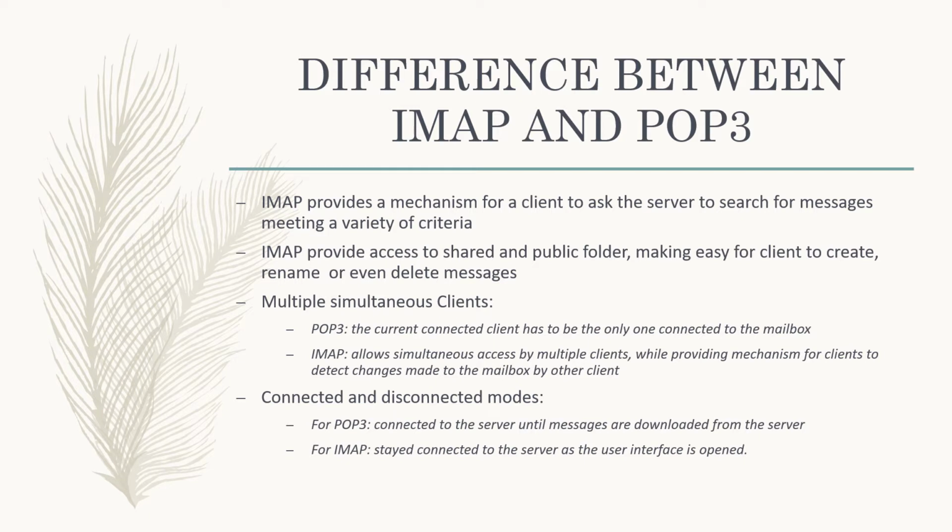Another thing is the connected and disconnected modes. For POP3, it is connected to the server until the messages are downloaded from the server. So once you have downloaded, you can only access downloaded documents. If the document is not downloaded from the server, you will not be able to access it. But for IMAP, it stays connected to the server as the interface is being opened. So it is always connected to the server.